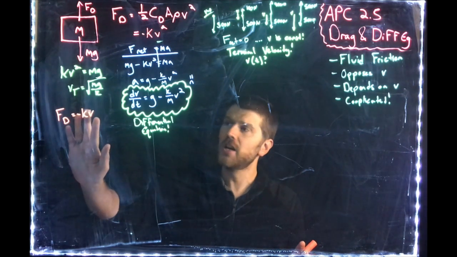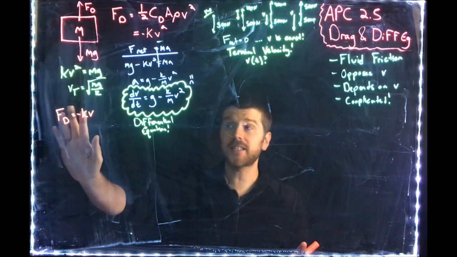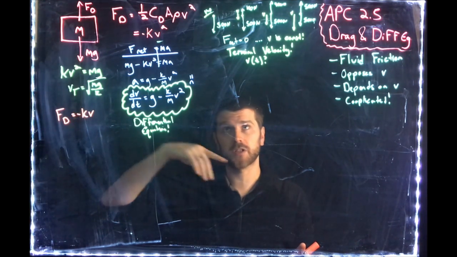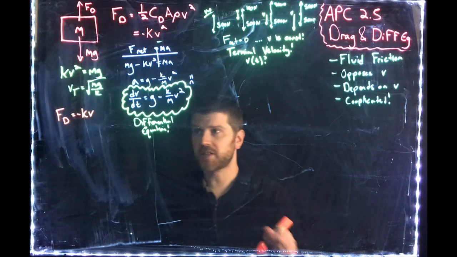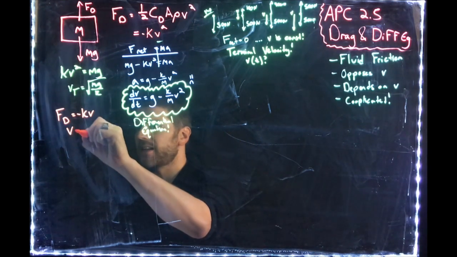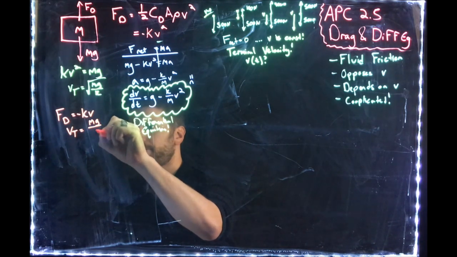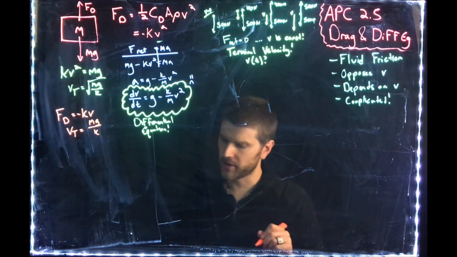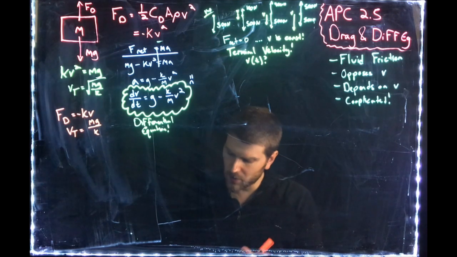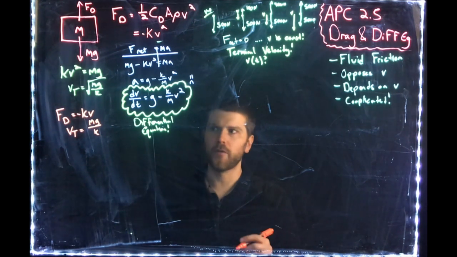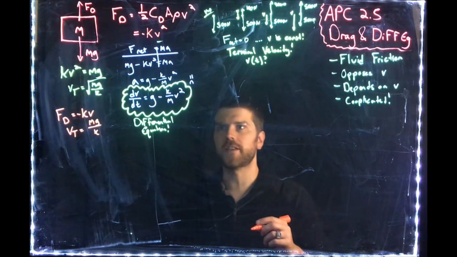And the reason is, it still has many of the same properties. It still allows for a terminal velocity because our resistance force goes up with speed. Although our terminal velocity in this case is a little different. It's just mg over k instead of the square root of all that jazz. And what's important is it turns out actually to be much more solvable. And so what we're going to do is we're going to solve it today.